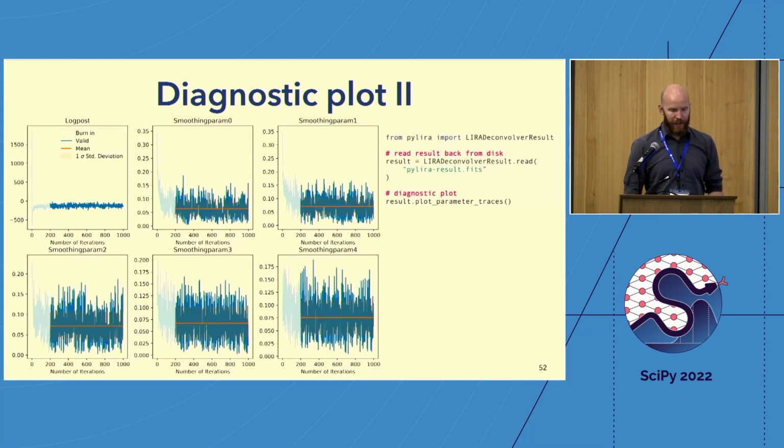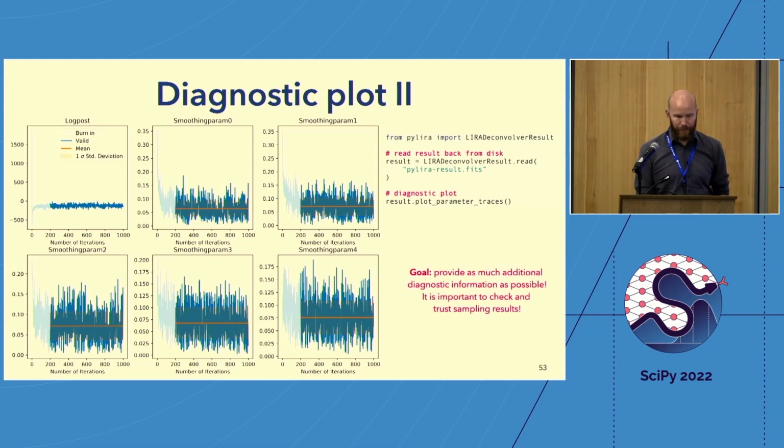There's another one. This just shows the trace of these alpha k smoothing parameters. And this, again, is a very good diagnostic tool for checking whether the algorithm has actually converged in the region of your interest. The goal here for me was really to provide as much as possible additional diagnostic information, because I think it's really important to check whether you can trust the sampling results, and key to this is typically the visualization of results and checking for plausibility.